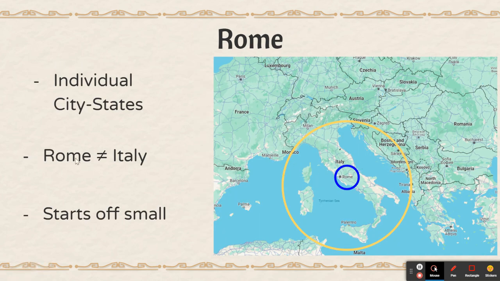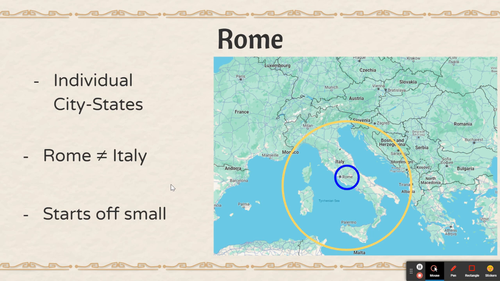So again, Rome is not Italy. Rome was a city-state, and it starts off really small, and it's actually surrounded by a lot of neighboring city-states with different values, different cultures than Rome actually has. So just kind of keep that in mind.